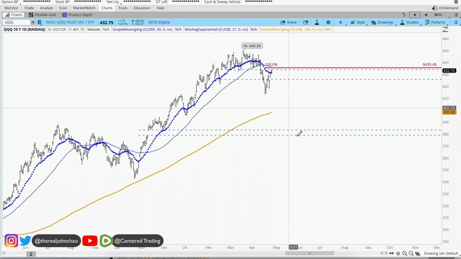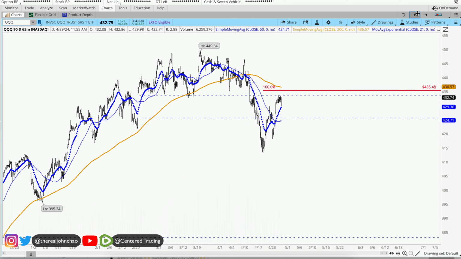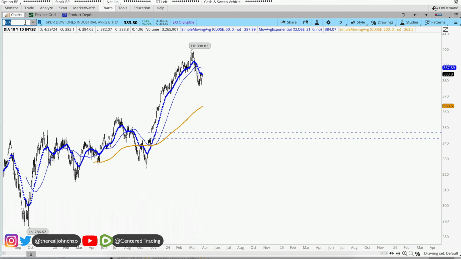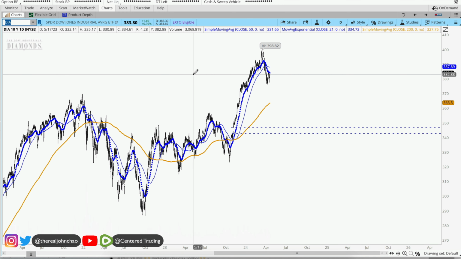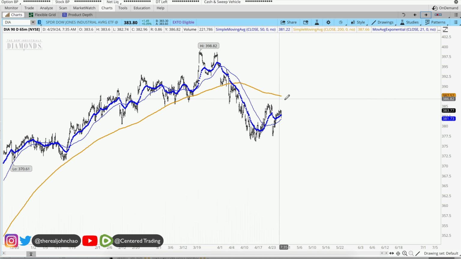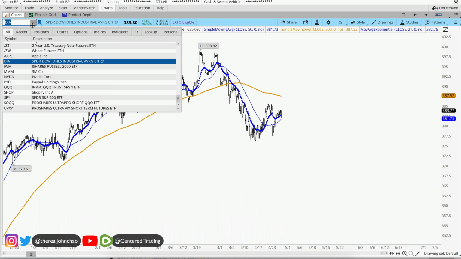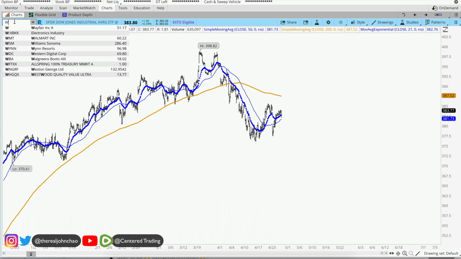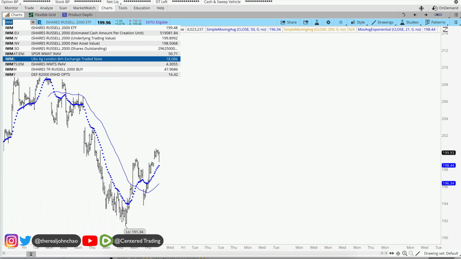I'm not saying we're going to get there right away, and we could just break up above this pocket of potential resistance and resume the upside. So just be patient to see if we can actually get that selling to take place. The Diamonds are also exhibiting some weakness on the hourly chart, also trading below the 200 moving average on the hourly.